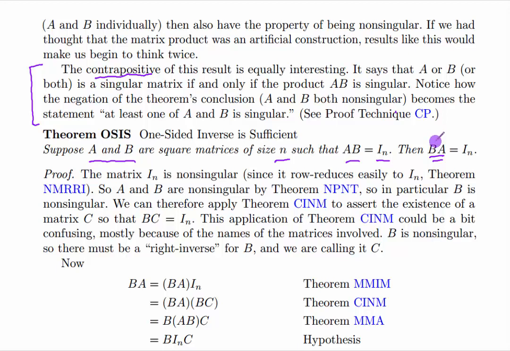Okay, so how do we prove this? We're going to use the theorem that we just proved. First of all, consider this assumption: AB equals I_N. What does the theorem that we just proved tell us? Well, I_N is non-singular. That means A and B are both non-singular. If they're both non-singular, in particular, B is non-singular. Now, by this previous theorem, we know that there is a matrix C such that BC equals the identity.